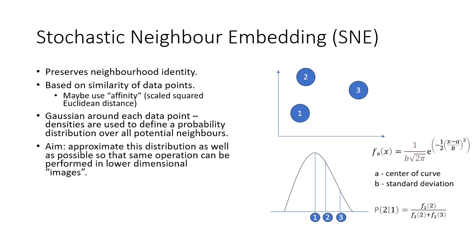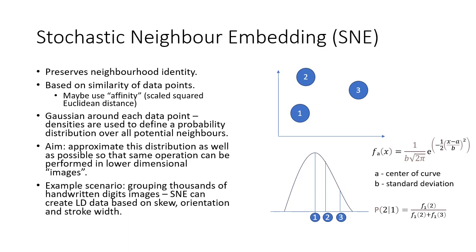The aim here is to approximate this distribution so that for the operation that we are going to do, for example, if we want to run clustering over this data, we can do this using low dimensional images and we should see the same or similar results. So there's an example scenario where we want to group thousands of handwritten digits. We can first reduce the dimensions using SNE. In this case, it can create lower dimensional data based on skew, orientation, and stroke width. And then we can use this lower dimensional data for clustering and we should see the correct results.